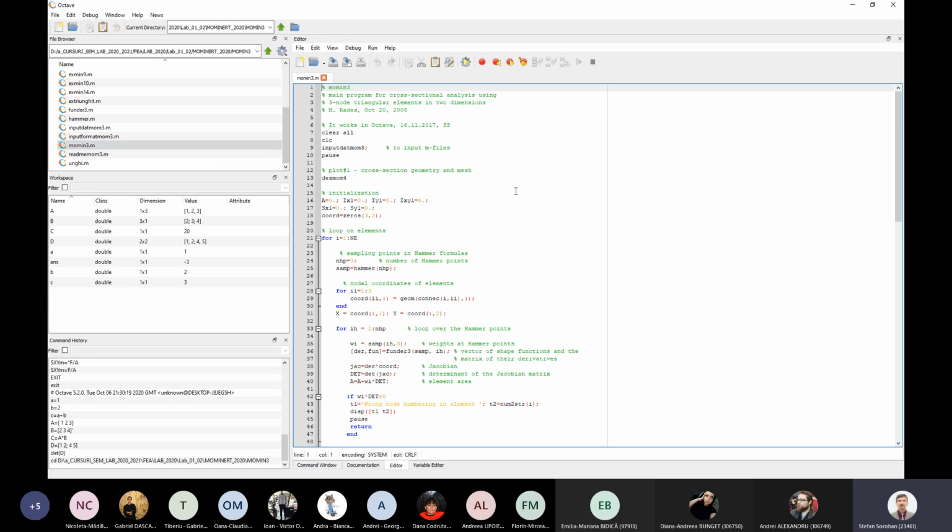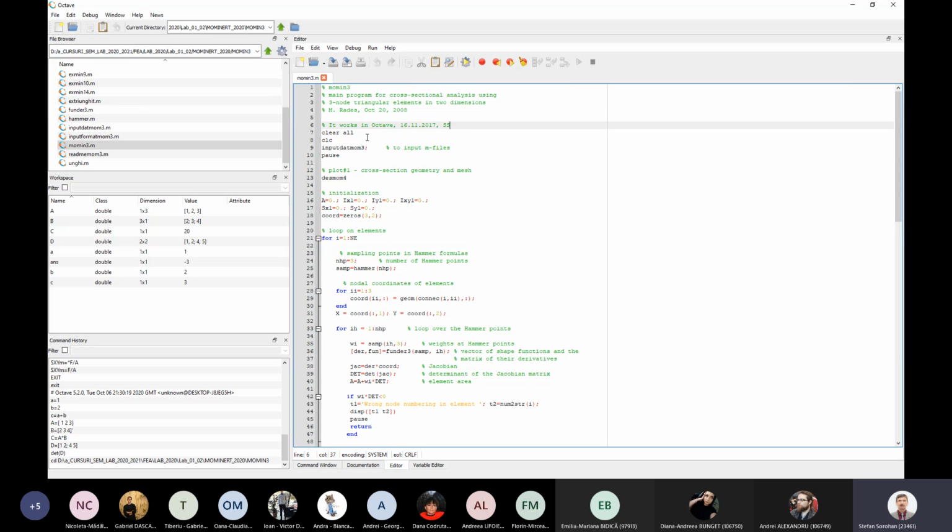Let's open it. As you can see, this is code with some comments, which was written by Professor Radesh in 2008. If you want, it works in Octave. These were my comments, it was a little bit corrected, and there is a lot of command line, clear all.